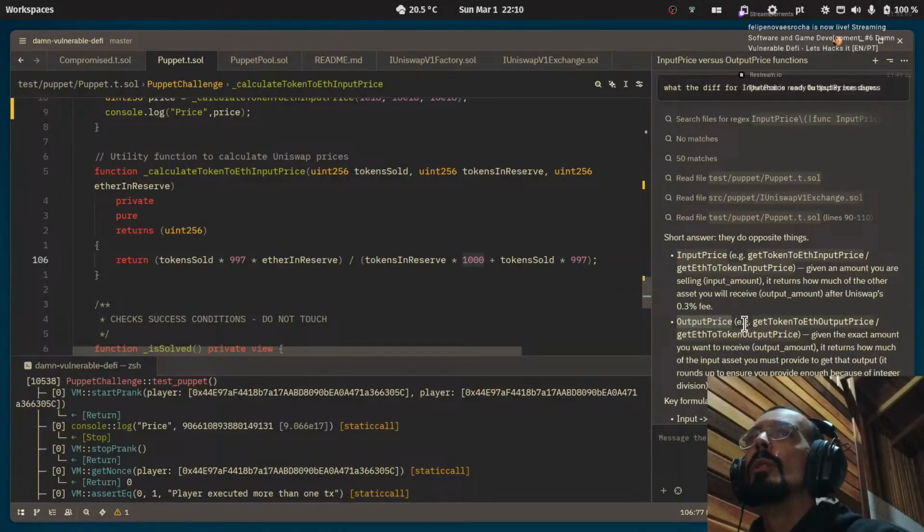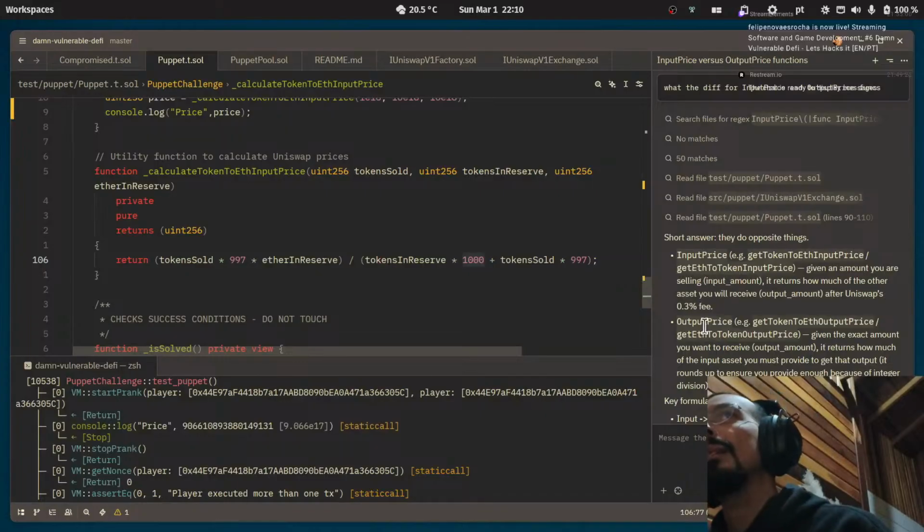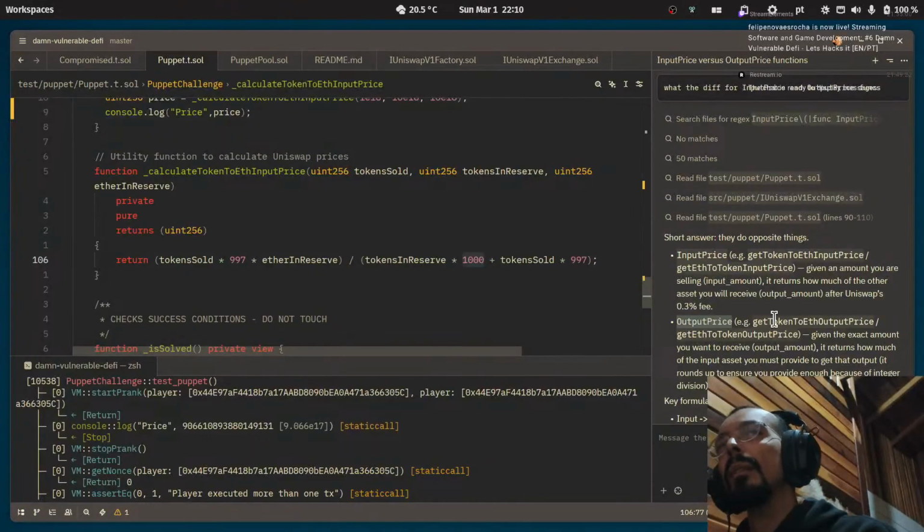Okay, and the output: give the exact amount you want to receive. So input, you're gonna give token and you're gonna receive some Ethereum. I can give some Ethereum, like 1 Ethereum, and you're gonna receive some token. Here it's otherwise. Here probably I tell how much I want to receive. Give the exact amount you want to receive. Tell how much of the input asset you must provide to get that output. It rounds up to ensure you provide enough because of integer division.